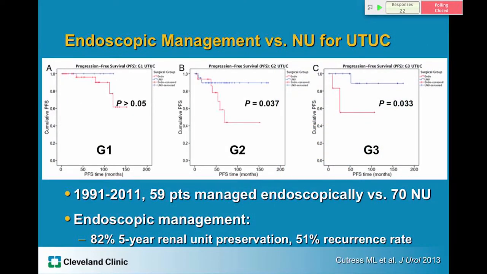This study out of the UK compared endoscopic management versus NephroU for upper tract urothelial carcinomas. They looked at 59 patients that were managed endoscopically versus 70 by NephroU. Regardless of the grade, there were high recurrence rates, almost 50% in all patients. That being said, 82% of the patients had five-year renal unit preservation.